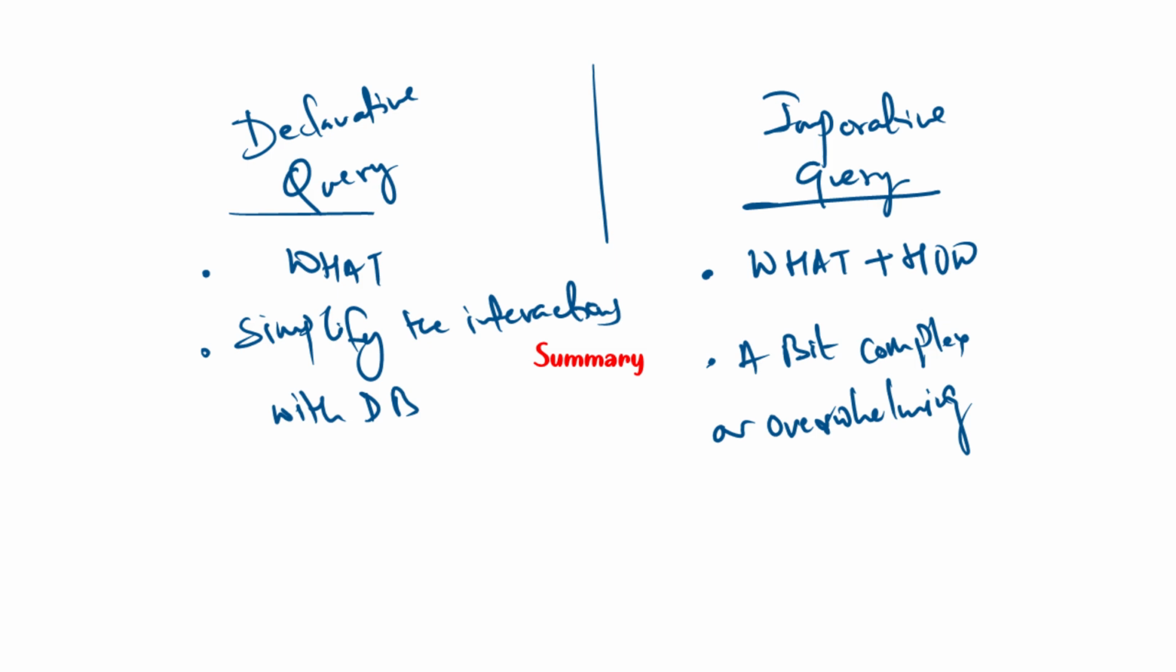Declarative query specifies what data is required without detailing the steps to retrieve it. Example, SQL. And imperative query specifies both what data is required and the steps to retrieve it. Example, imperative programming with loops and conditionals. Declarative queries simplify database interactions by allowing users to focus on the data they need rather than the mechanics of how to retrieve it.